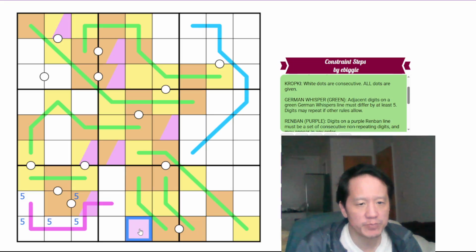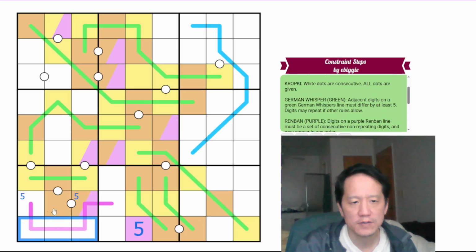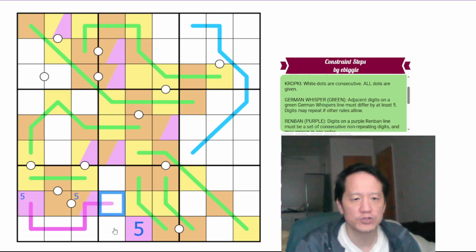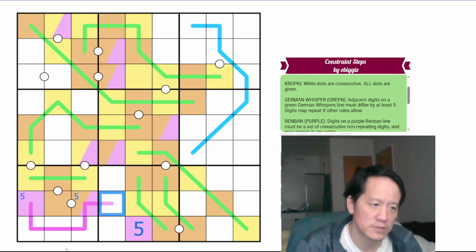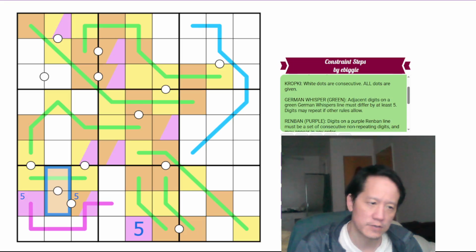That means this is pink. So this is a 5, which means none of these can be 5. So one of these is a pink, and we're not sure which one the other one is. So here we have 2 yellows and 2 pinks.